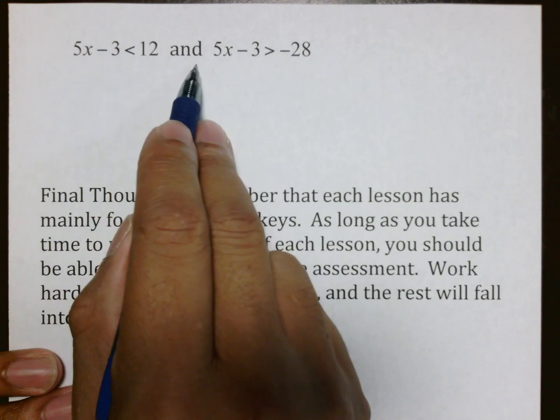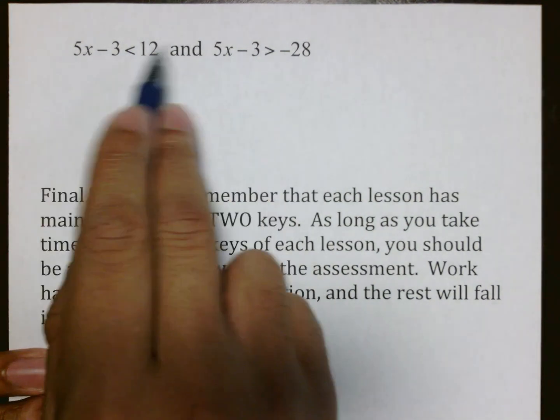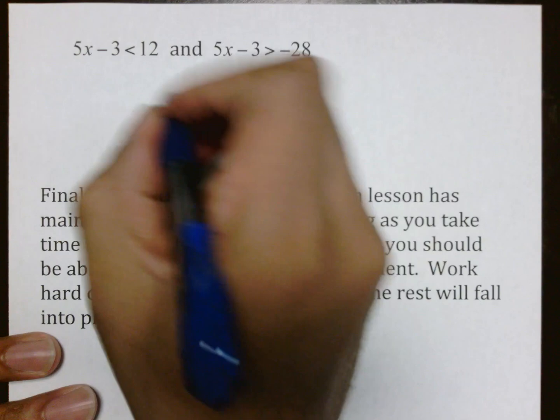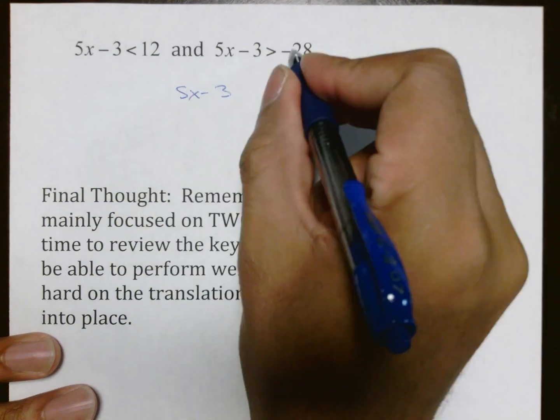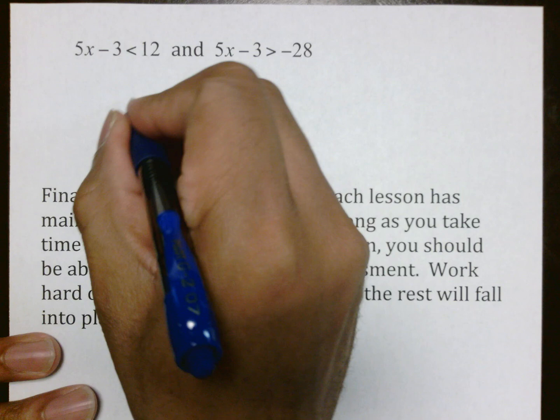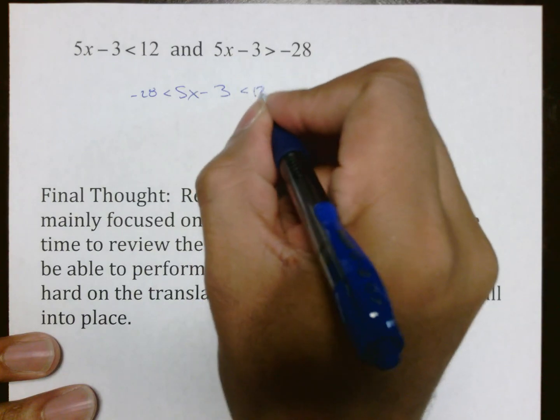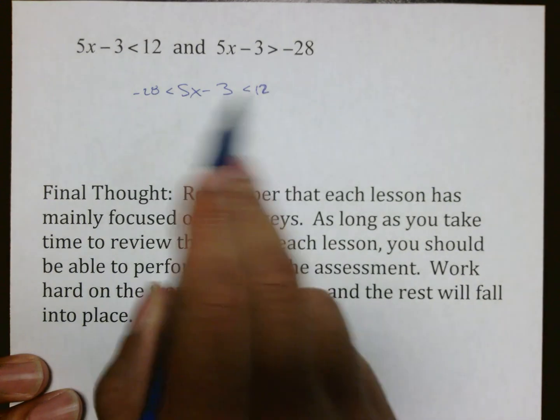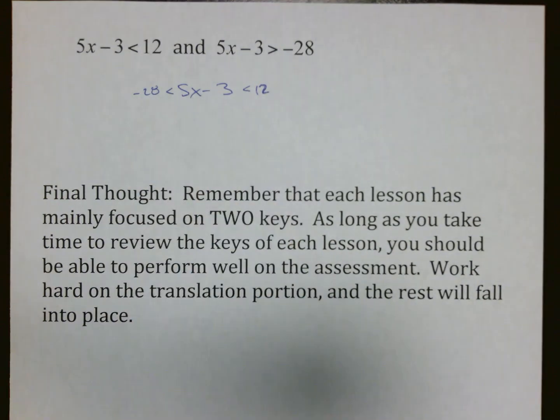Again, here's an AND. Notice that it's 5x minus 3. It's smaller than a 12, and it's bigger than a negative 28, which means we can then take our 5x minus 3. This is pointing at negative 28. This is pointing at 5x minus 3. And there's your absolute value inequality, where you would subtract 3, divide by 5, and get your answer.